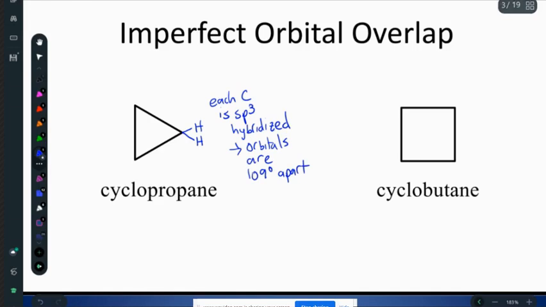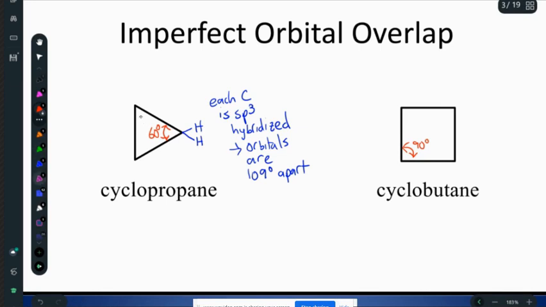Because they're pointed tetrahedrally. But if I think about the actual angle inside an equilateral triangle, these angles would be 60 degrees. If I have a 4-membered ring, those angles would be 90 degrees. And in fact, in a 4-membered ring, for reasons we'll talk about in a minute, it doesn't tend to stay planar. It tends to pucker up a little bit. So those angles actually end up a little bit smaller than 90 degrees.